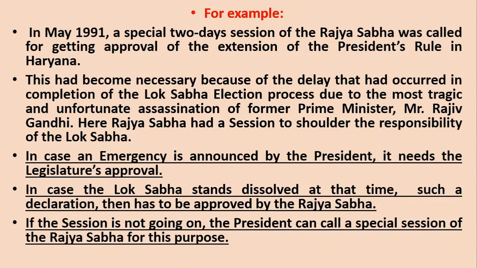Like the next example, in May 1991, a special 2 days session of the Rajya Sabha was called for getting approval of the extension of President's rule in Haryana. Yes, a special session was called. This had become necessary because of the delay that had occurred in the completion of the Lok Sabha election process due to the most tragic and unfortunate assassination of former Prime Minister Mr. Rajiv Gandhi. Here, Rajya Sabha had a session to shoulder the responsibility of Lok Sabha.